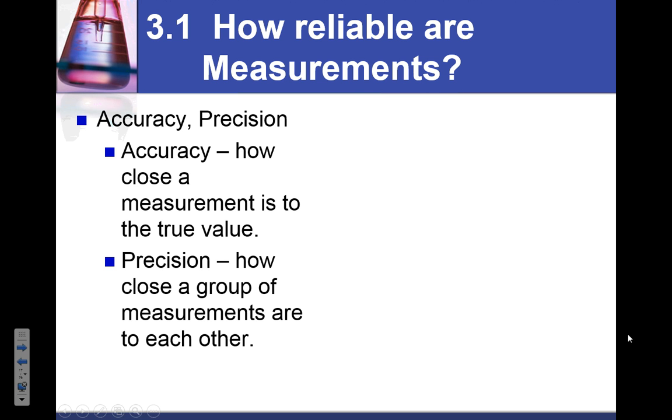Precision is how close a group of measurements are to each other. So notice it has nothing to do with being accurate or being correct. It's just when I make a measurement, do I get essentially the same thing every single time I do it? That would be precision.